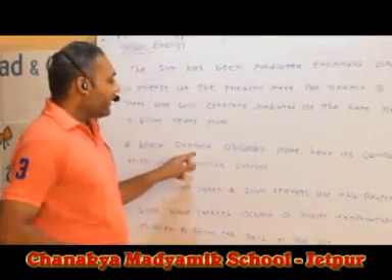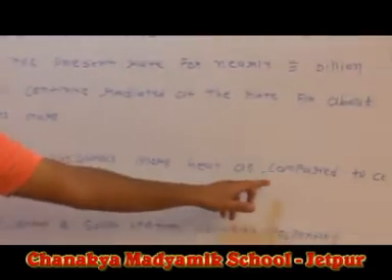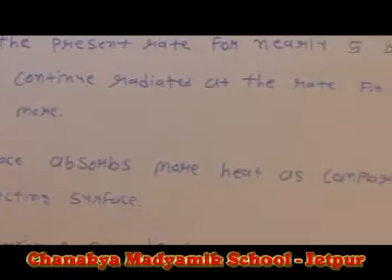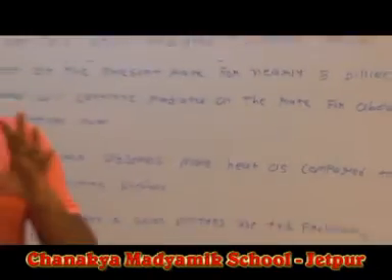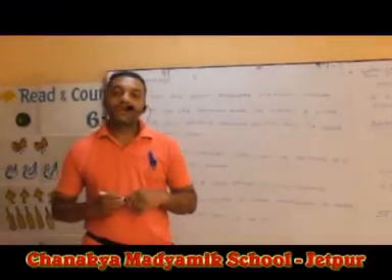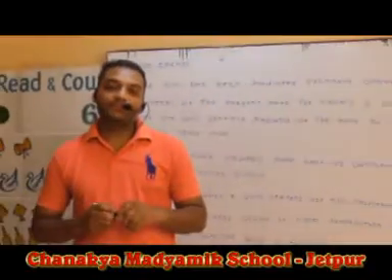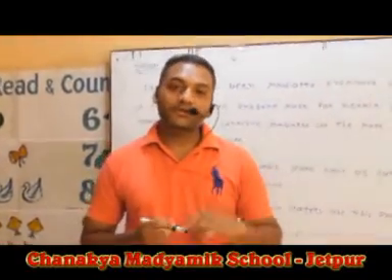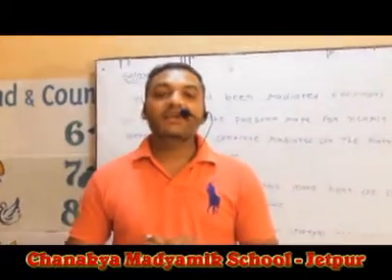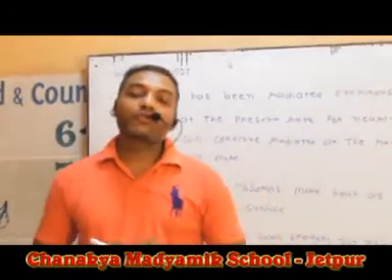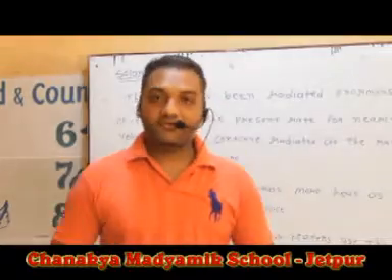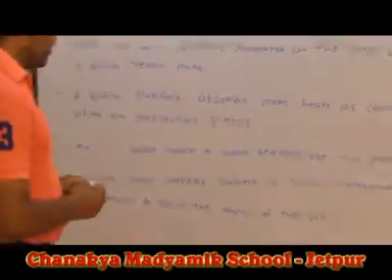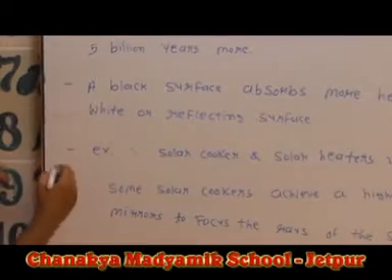A black surface absorbs more heat as compared to a white or reflecting surface. A black surface absorbs more energy, while a white surface reflects the energy or sunlight. Therefore, a white surface absorbs less energy compared to a black surface. For example, it is important for 1 mark.